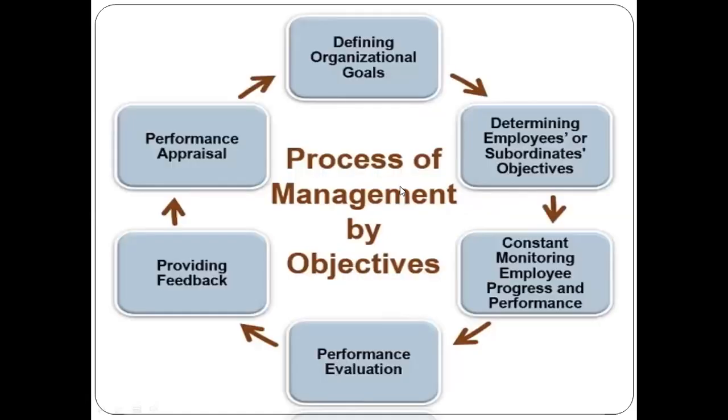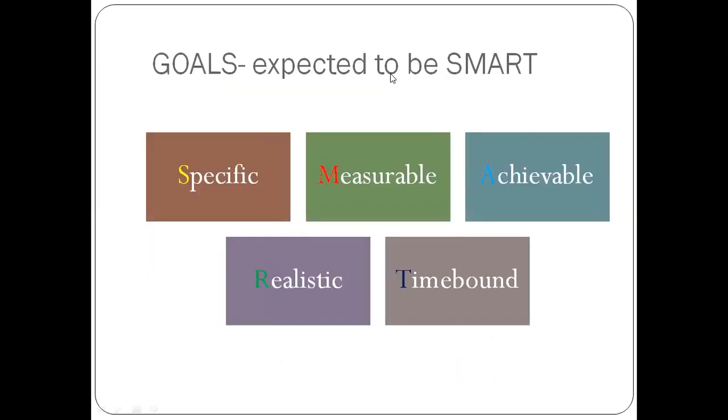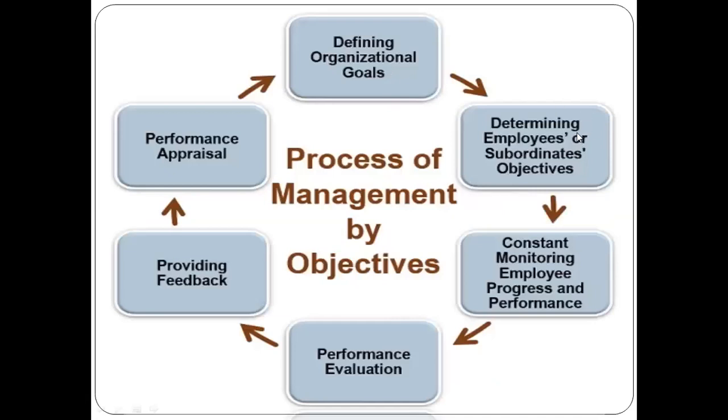Next, the process. There is a cycle for management by objectives. First one is, we know that we have to define the organizational goals. Then we will determine the employees' objectives. First, organization goals are made. The main goal for the organization has been made. Then they will determine the employees' or subordinate objectives at the next level. Okay, next, the middle or low level employees and subordinates will be determining the objectives.